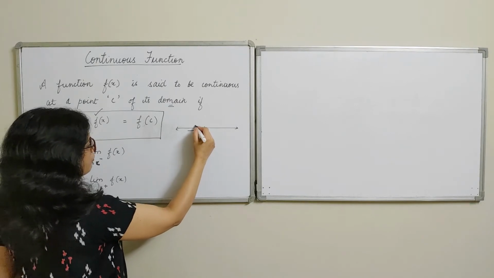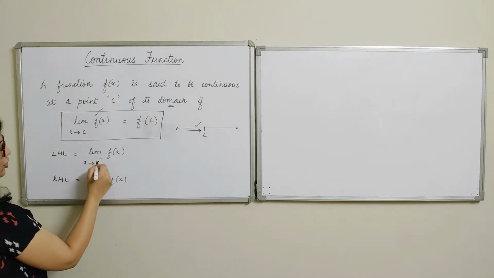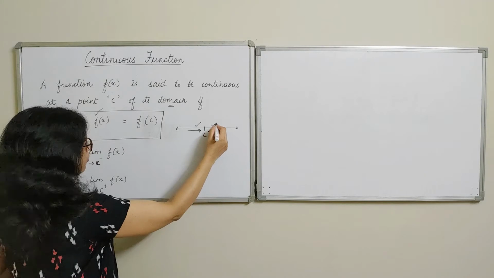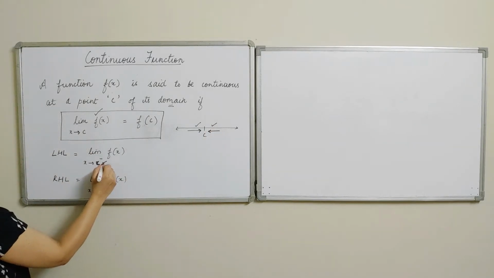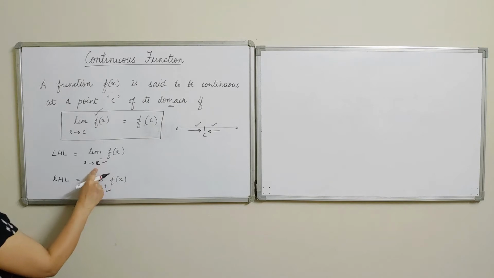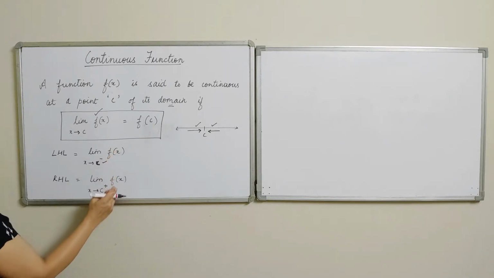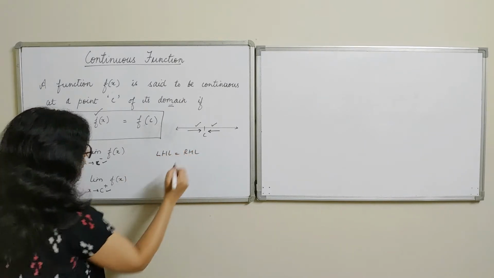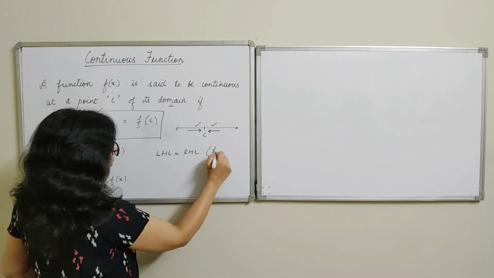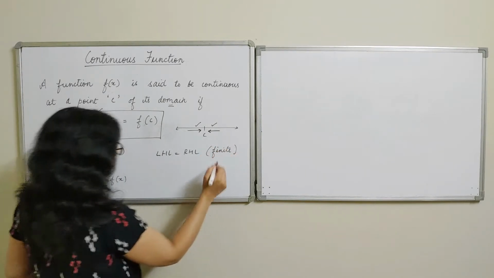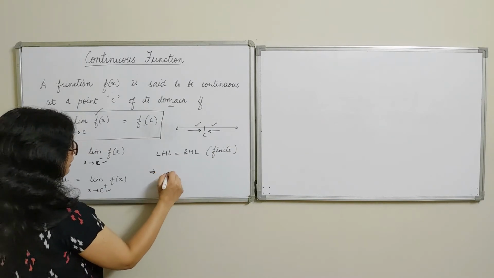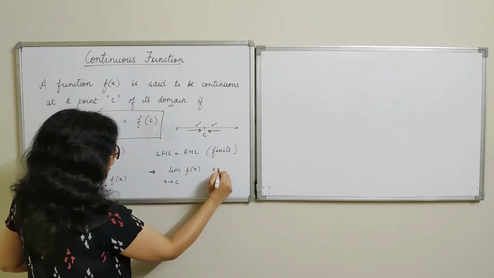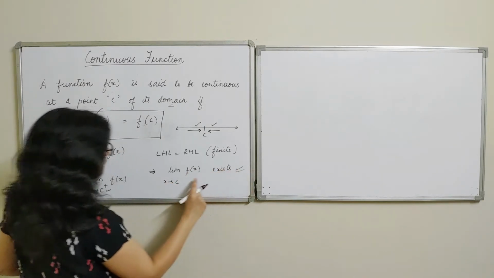If we are approaching C from the left hand side, we are able to find the LHL if it is a finite number. Likewise, when we approach C from the right side, we can obtain the right hand limit of the function. So C minus and C plus indicate approaching C from the left side or the right side, and hence the limits are defined as LHL and RHL. Whenever LHL is equal to RHL, meaning the values are finite and equal, the limit of the function at the point C exists.